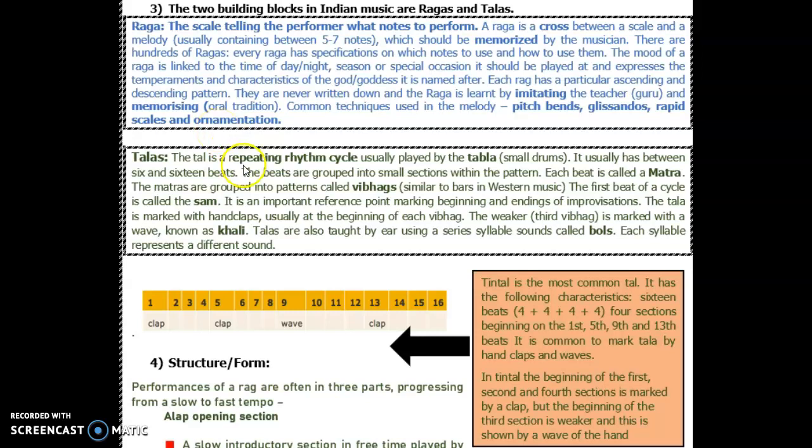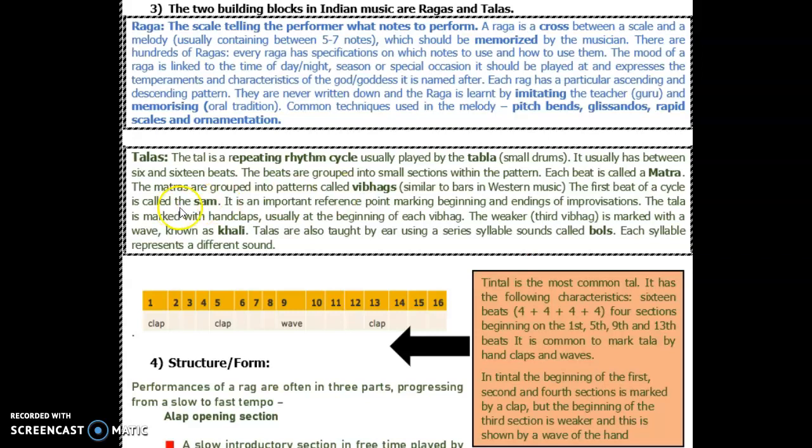The tala is a repeating rhythmical cycle played on the tabla. We've seen the tabla now with the instruments. It's usually between 6 and 16 beats. The beats are grouped into small sections within the pattern. Each beat is called a matra. The matras are grouped together into patterns called vibhags. And a vibhag is a lot similar to the bars that we have in Western music.